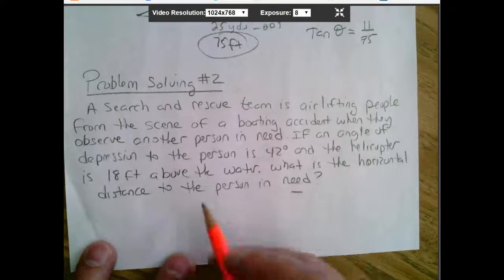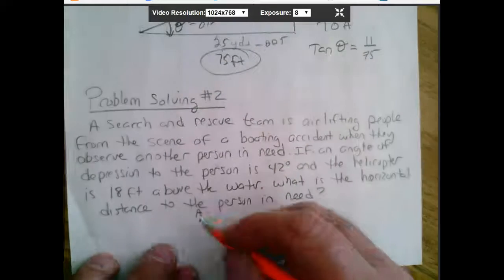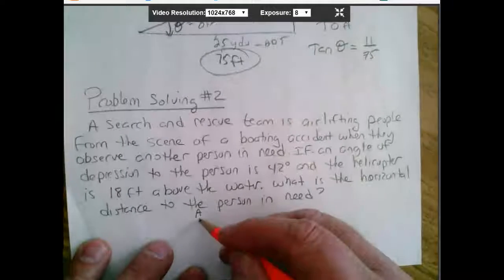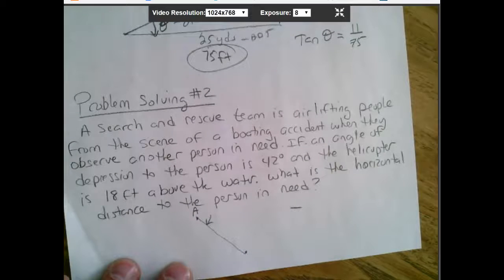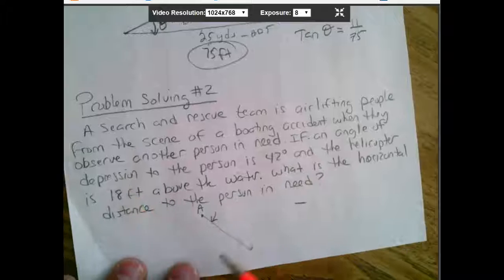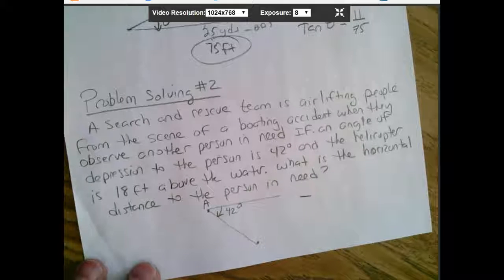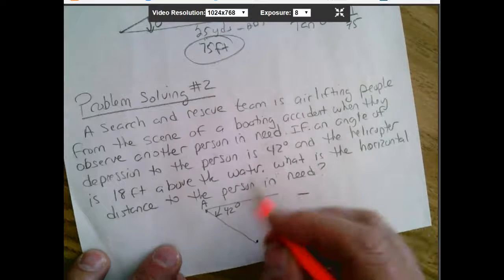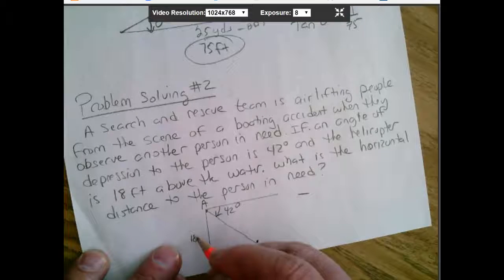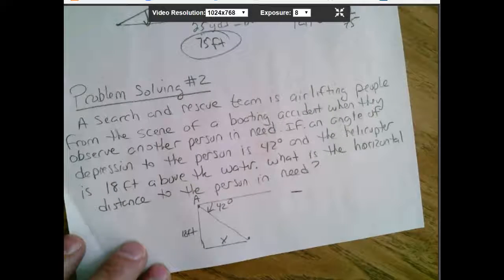Okay. So we kind of got a helicopter. We'll just put it at point A. Okay. And it says this angle, we're going to have maybe a person over here, right? And the angle of, what is it, depression, so it's going to be 42 degrees here. Right? We just drew a straight line there. It could be 42 degrees there, and then it says the helicopter is 18 feet above the water, so then we could have like 18 feet, right? It wants to know, what is this x, right? How far away is this person?